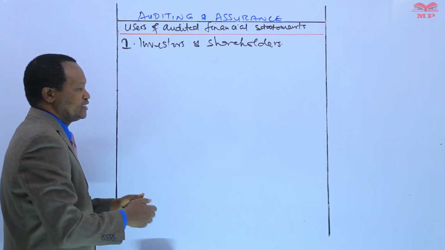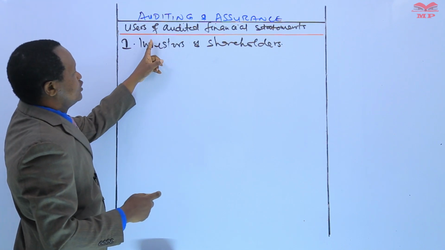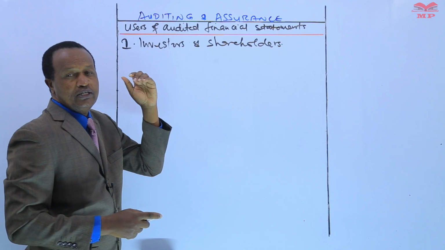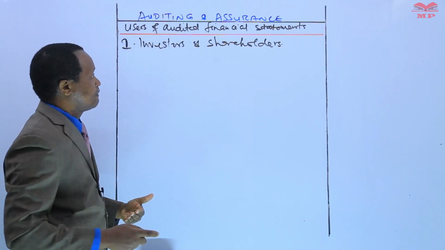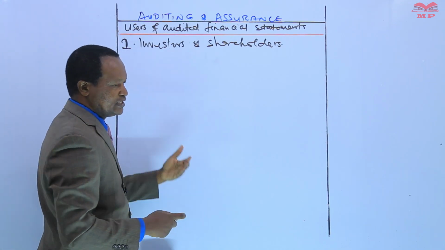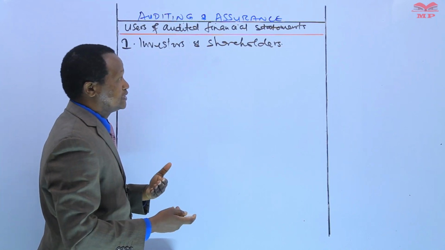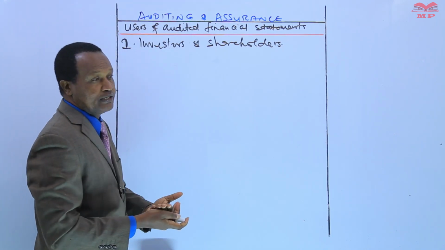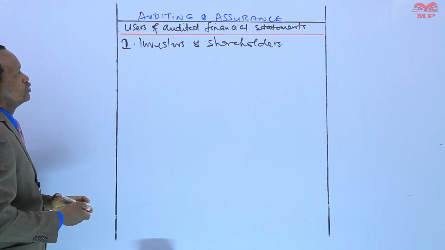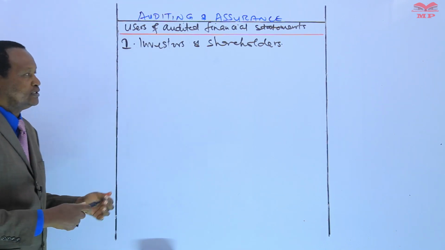If one is to invest in company B, then that person has to rely on audited financial statements in order to make such a decision, because we defined auditing as an independent and systematic examination of the financial statements of an organization in order to ascertain their accuracy, reliability, and also compliance with regulations and laws. Investors and shareholders.